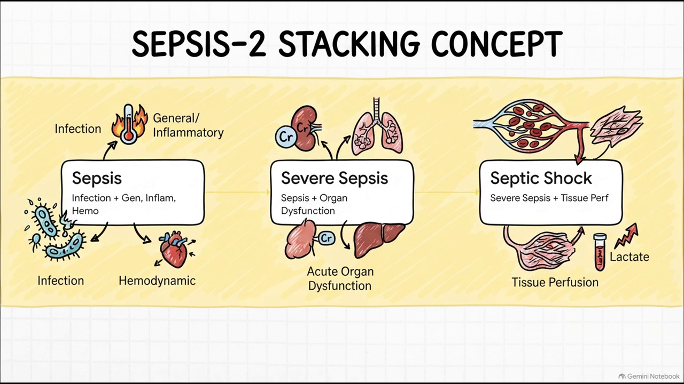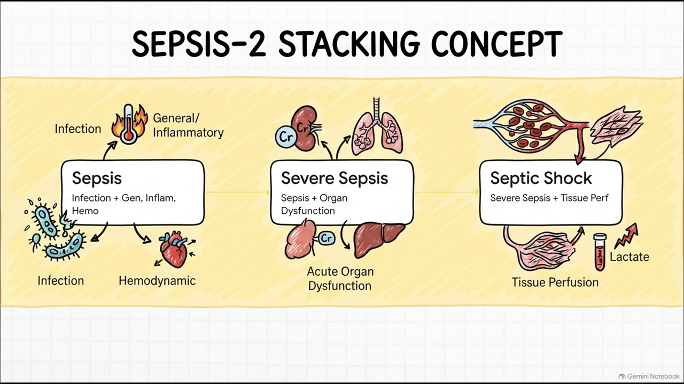Notice how the clinical severity just builds, step by step. Step 1 is your standard sepsis. You need that documented infection we just mentioned, plus at least one criterion from the general, inflammatory, and hemodynamic parameters. Then, Step 2 elevates to severe sepsis without shock. Here, you take everything from Step 1 and you stack on at least one acute organ dysfunction parameter, like that elevated creatinine we talked about.